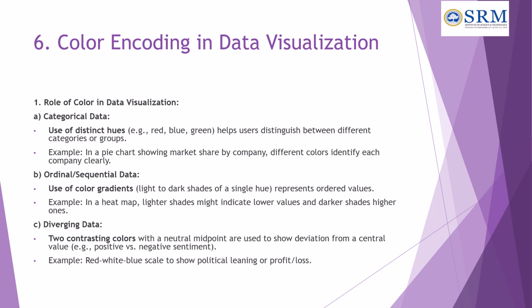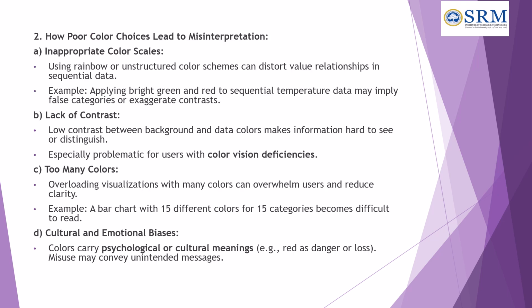But we have to be careful not to overload with too many colors or use confusing shades. Using wrong colors in charts and graphs can confuse people or give them a wrong idea about the data. Here's how it happens. Inappropriate color scales. If we use colors like a rainbow or random bright shades for data that should show a smooth range like temperature or scores, it can be misleading. For example, using green and red to show small temperature changes might make the differences look more extreme than they really are.